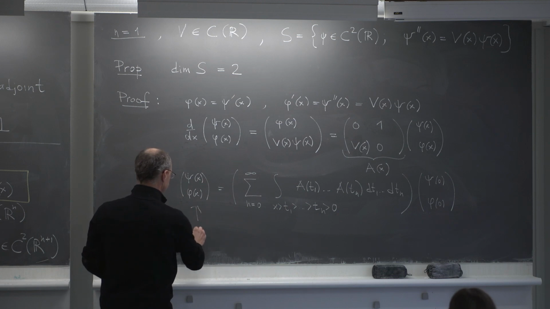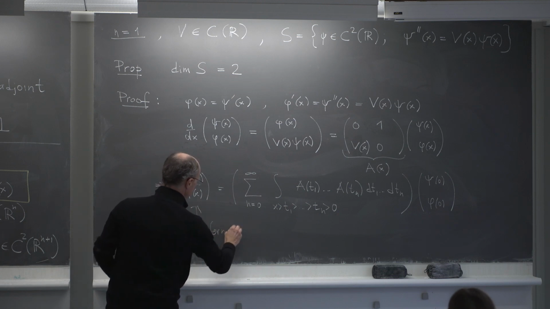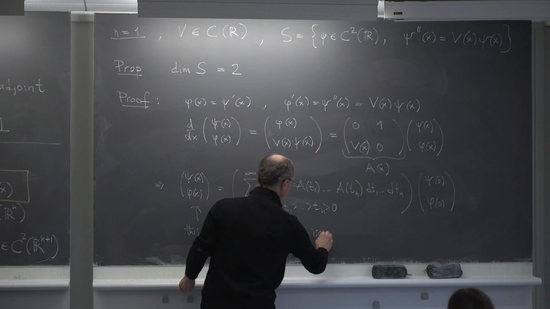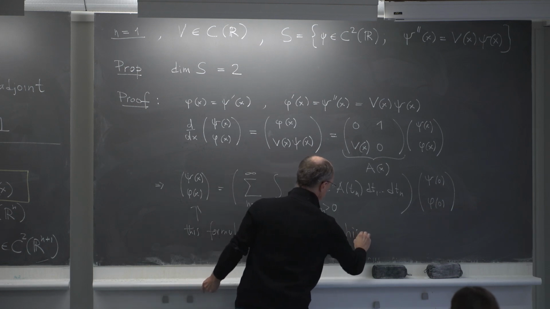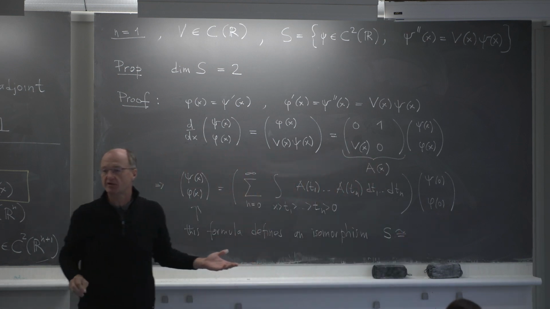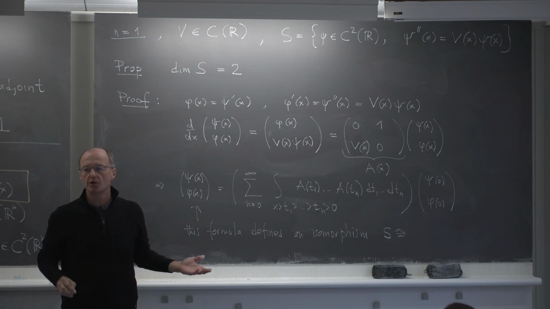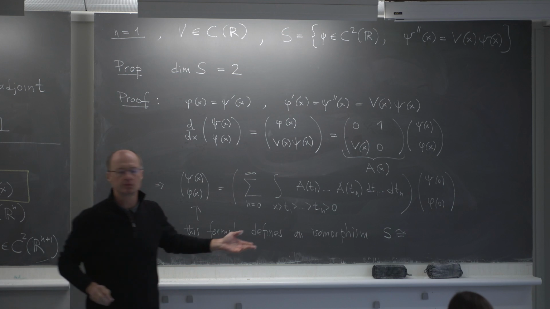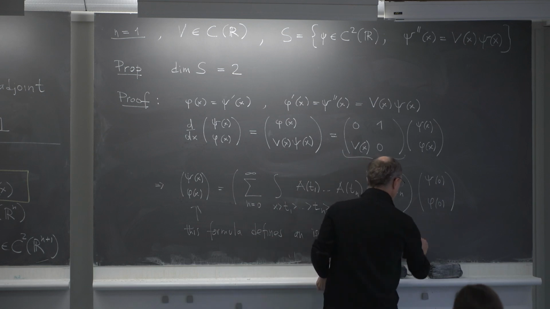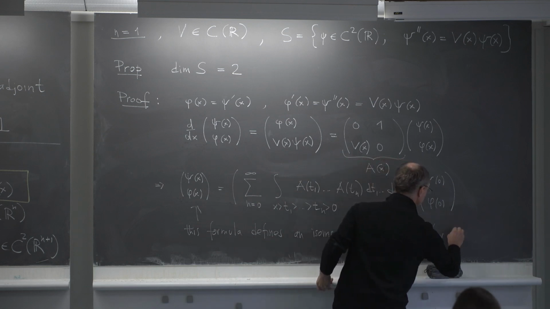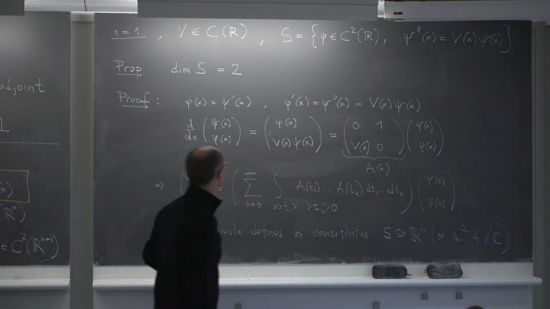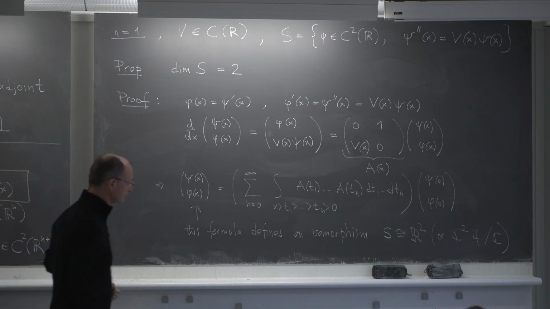So this is an isomorphism between S and, well, it depends. If we do it over reals, R2, or if we do it over complex numbers, it's C2. It depends whether we choose those psi's and phi's to be real or complex. Let me say R2 if we work over R, and C2 if we work over C.